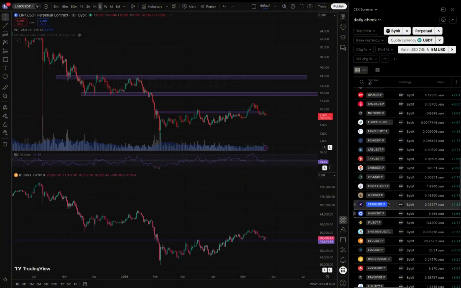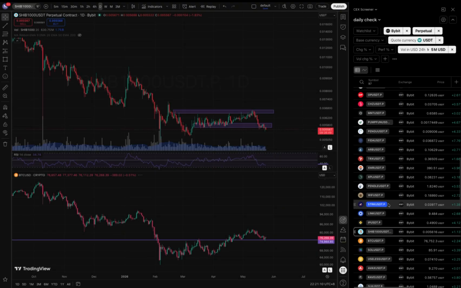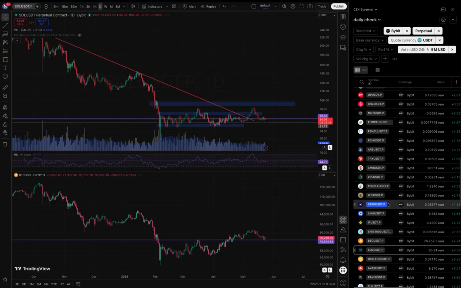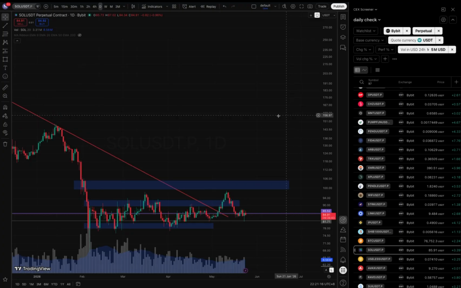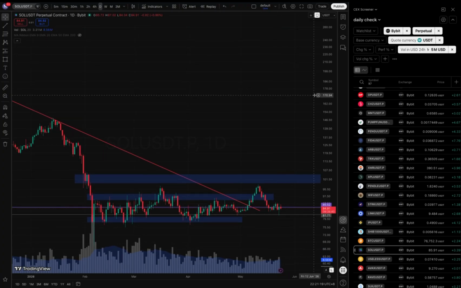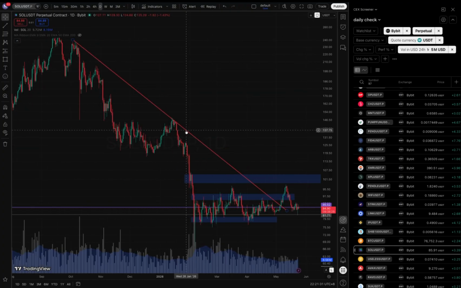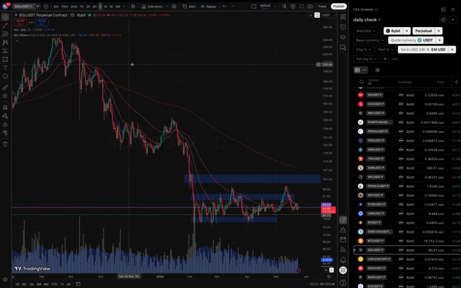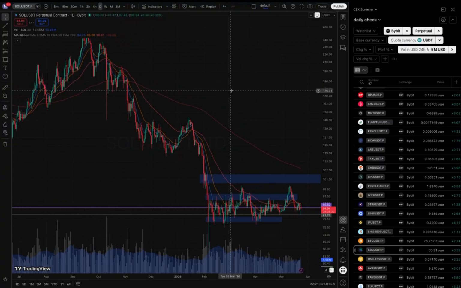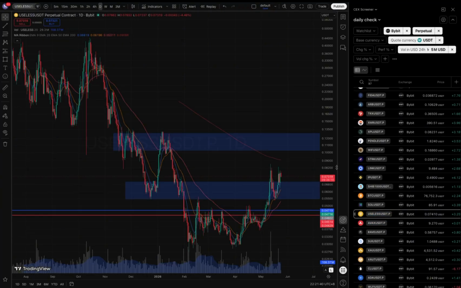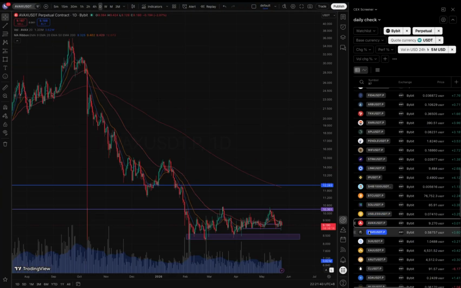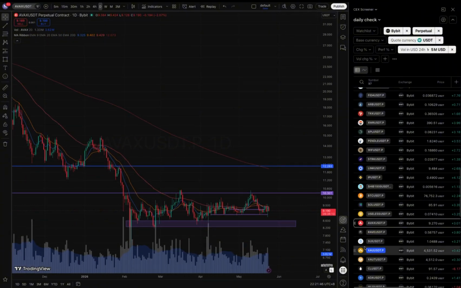What about these? Let's see. Link. Solana. Area of value? I think so. It is in an area of value, but any other reason why not to take it? So check this out. There you go. 200 EMA. Useless coin. AVAX. Yep. Back down to support.